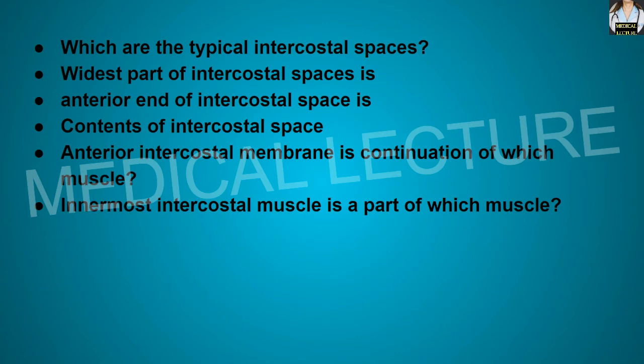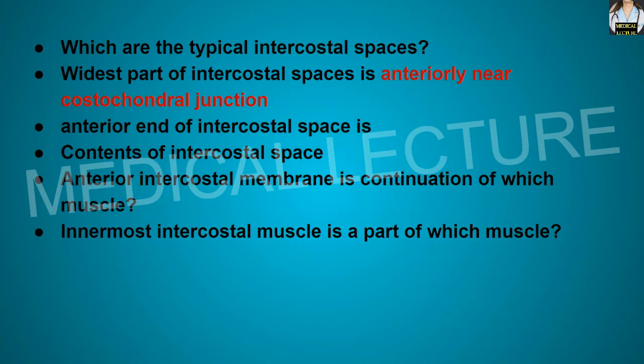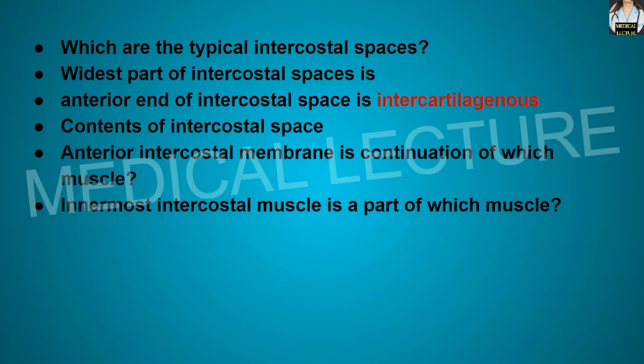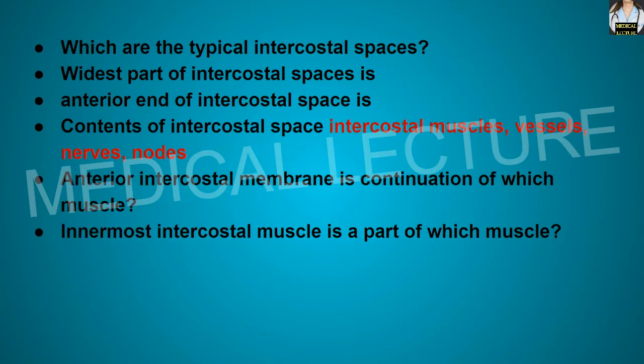Which are the typical intercostal spaces? Third to sixth intercostal spaces are the typical intercostal spaces. The widest part of the intercostal space is anteriorly, near the costochondral junction. The anterior end of the intercostal space is intercartilaginous. What are the contents of the intercostal space? The intercostal space contains intercostal muscles, intercostal vessels, intercostal nerves and nodes.